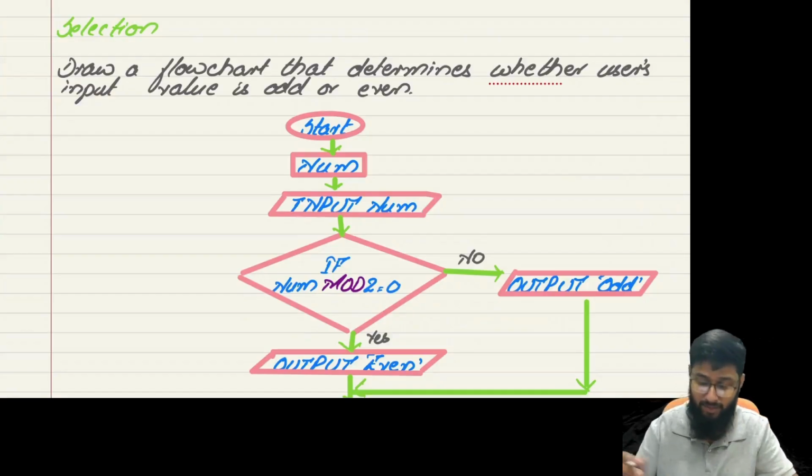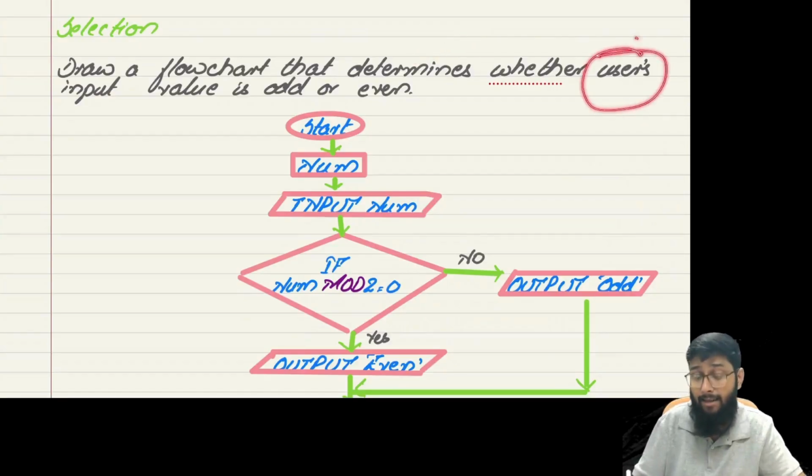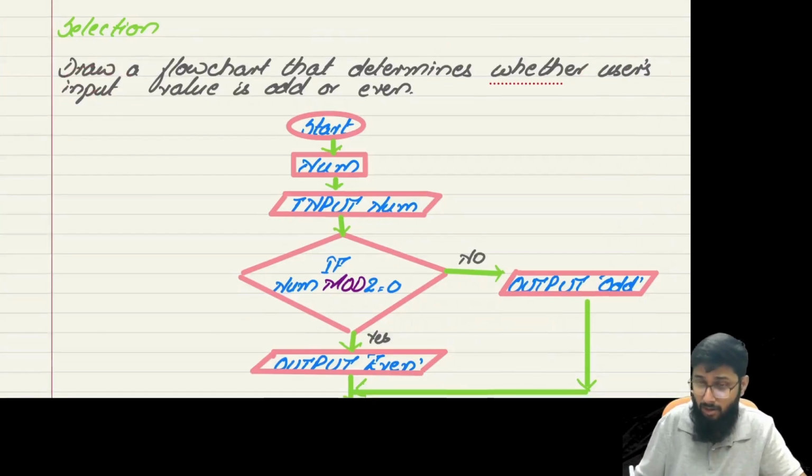So it says that you need to draw a flowchart that is going to determine whether the user's input, that means you are going to take a number, or a value, as input from a user. So the user's input value, is that odd or is that even?